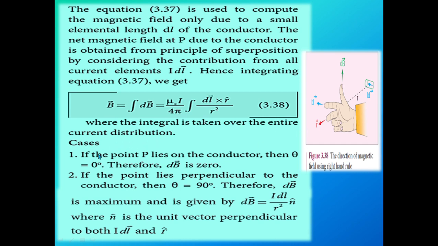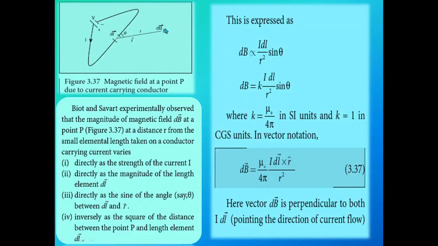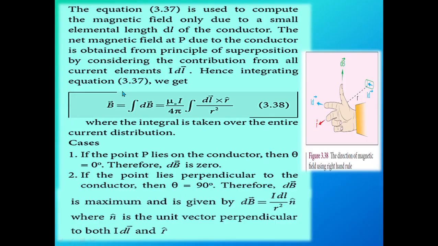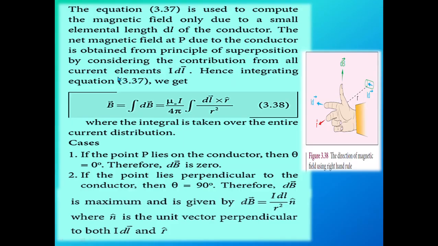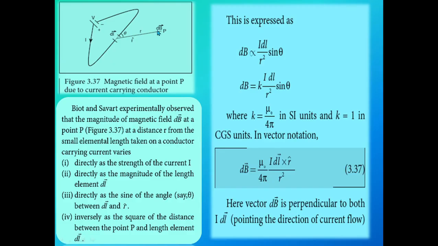Cases: if the point P lies on the conductor, what happens? The theta value is equal to 0 degree. Therefore, dB vector is 0. Then the second case: the point P is placed perpendicular to the conductor carrying the current. The theta value is equal to 90 degree. Therefore, dB vector is maximum. That means the magnetic field experienced at point P is at a maximum value.